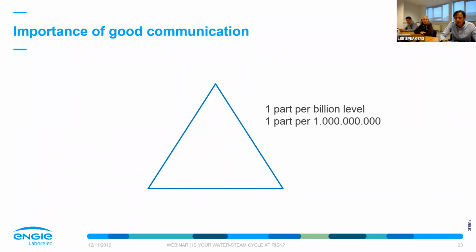So what is now the importance of a good communication? You have to know that chemists are working in a very low ppb range. One part per billion is not that easy to measure. Those are units that are well known by chemists.